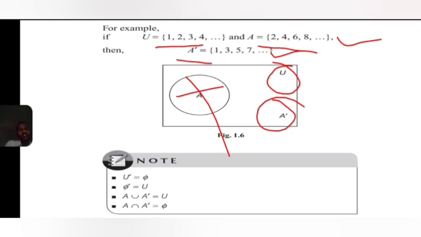Here some notes are there. U dash equals phi, phi dash equals U, A union A dash equals U, and A intersection A dash equals phi, right?